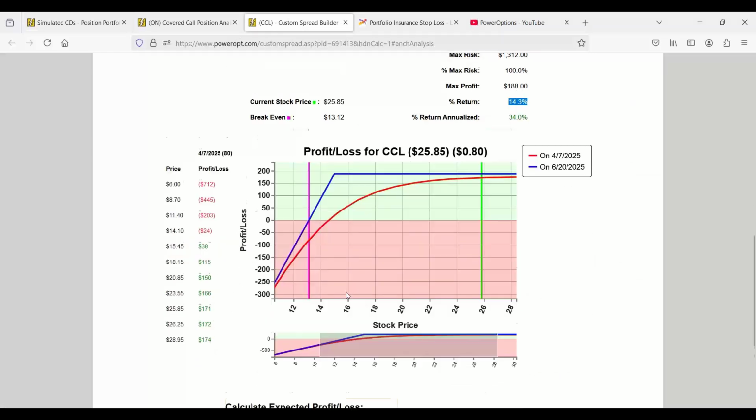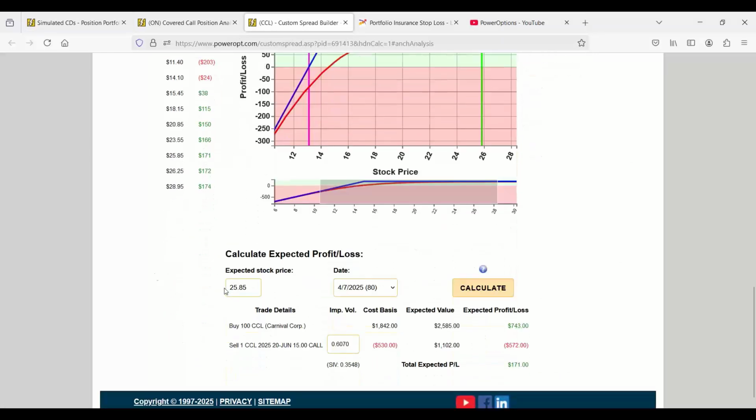When you go back and run your what-if scenarios on the custom spread tool, ask what happens if my stock stayed static for the first 90 days or 6 months, or if it dropped 10, 15, 20% in the first 90 days or 6 months. You can use 60 days too. That's up to you how you want to analyze it. Or if the stock moves up 10 or 12%, use that as a basis.